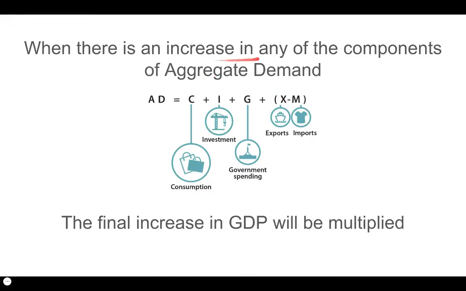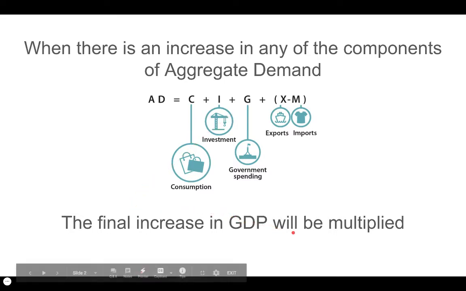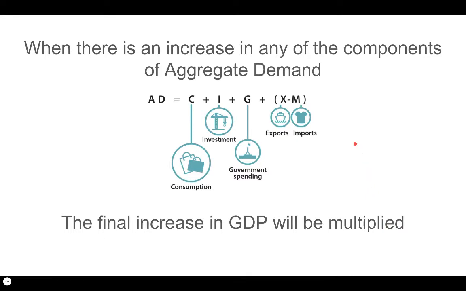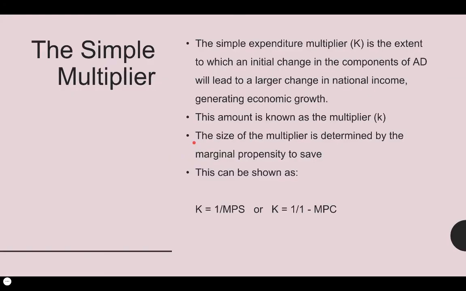So when there is an increase in any of the components of aggregate demand, be it consumption, investment, government spending, any of these components, the final increase in GDP will actually be multiplied. And what it gets multiplied by, we call the simple multiplier, or K.